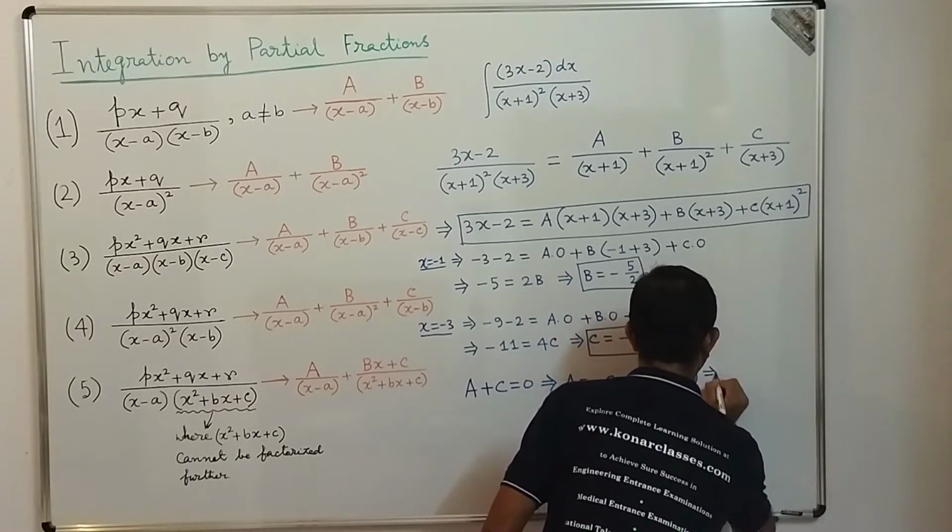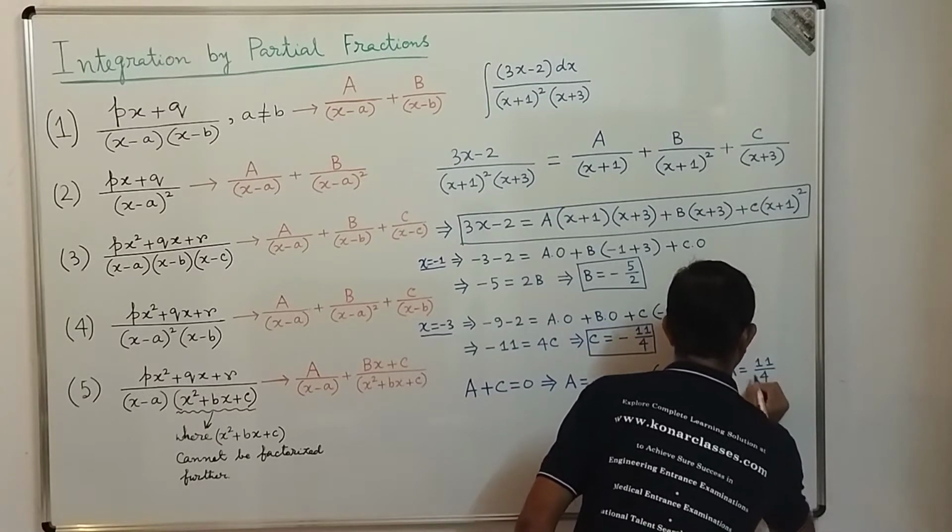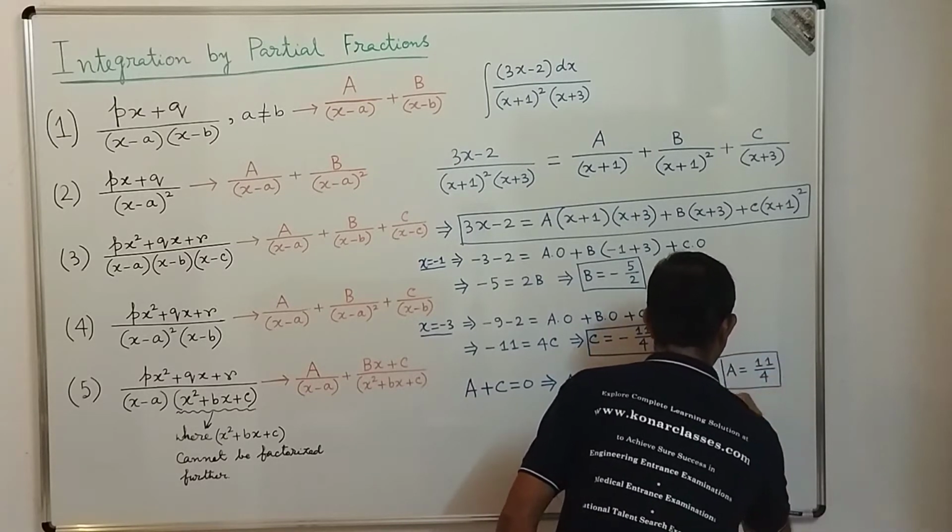So from here what we get? We get a is equal to 11 by 4. Correct? So these are the values of a, b and c.